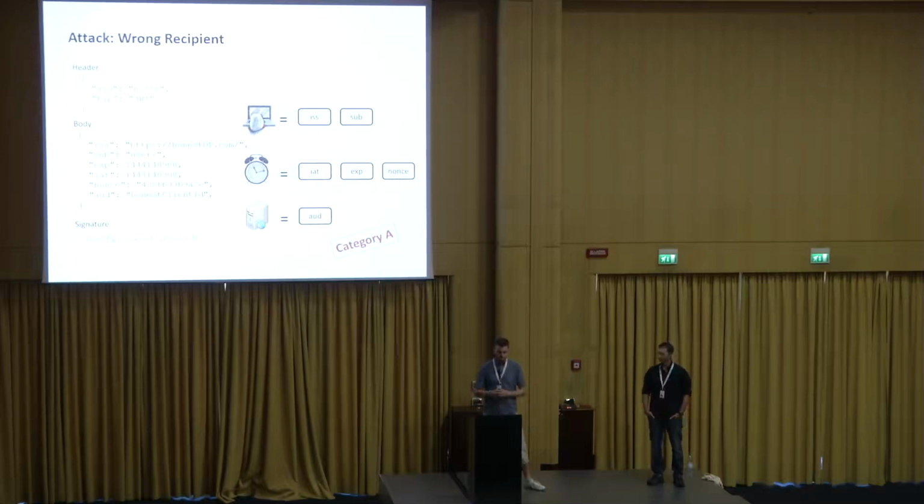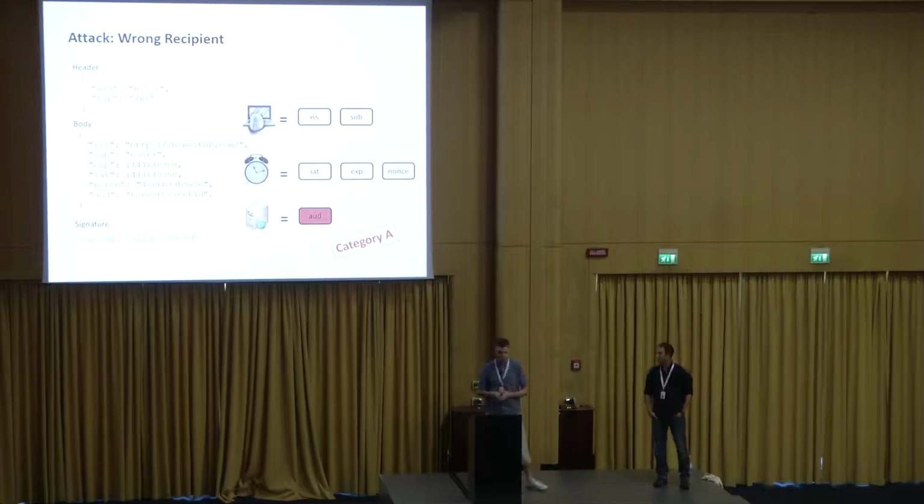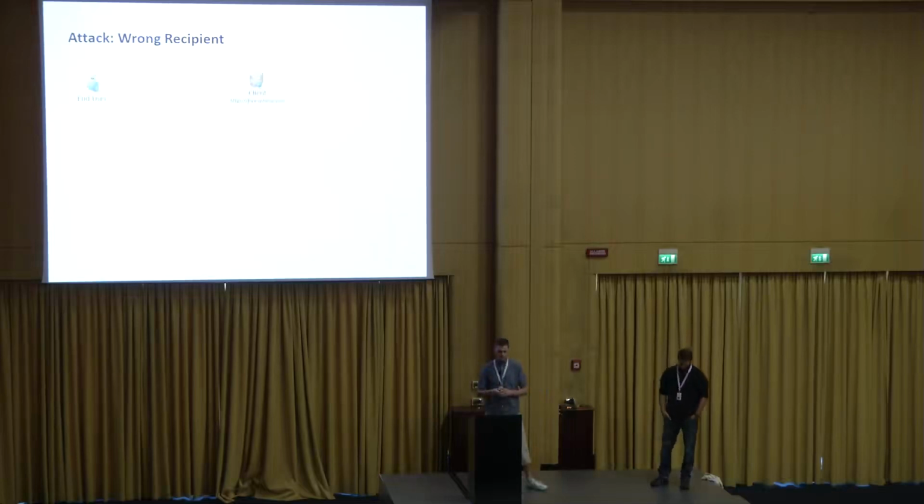Another attack that we have found: we are going through all parameters in the body right now. We have seen ISS and subject, and we're now having a look at the audience parameter, which represents the target for which the ID token is going to be used. Let's suppose we have some victim, some end user, and we offer some service like win a free iPhone, because everyone likes free iPhones.